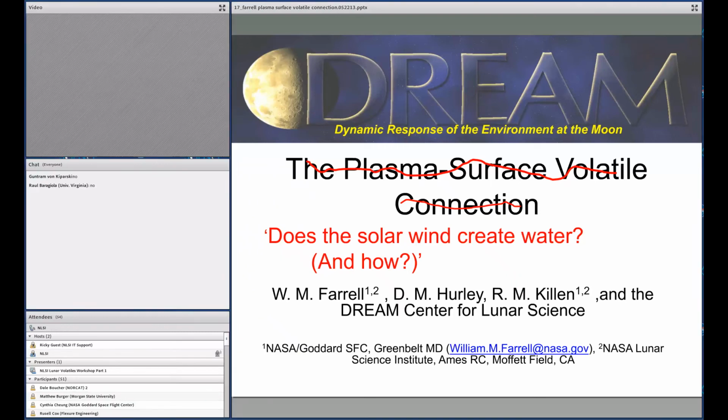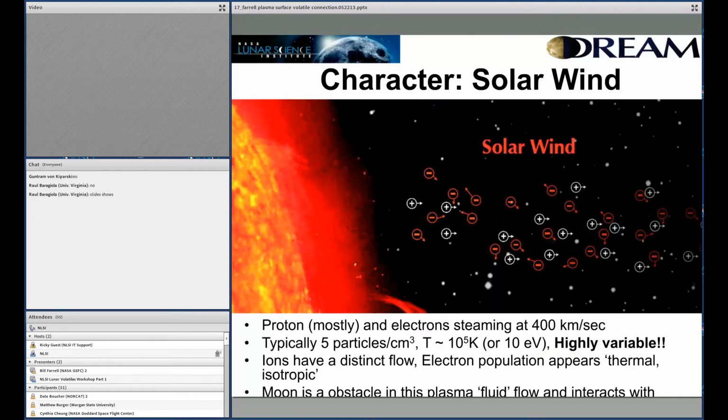So let's talk about the character of the solar wind. I mean, the solar wind is really a plasma. I think everyone knows that. It's mostly protons with a few percent helium and then trace amounts of other species like O6. And of course, it's got electrons too, and it's streaming at about 400 kilometers a second.